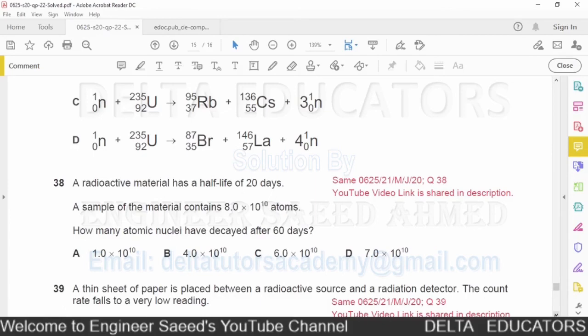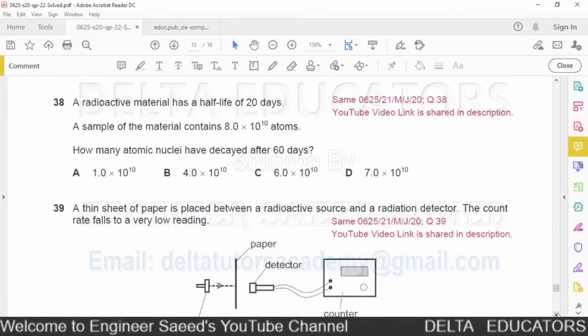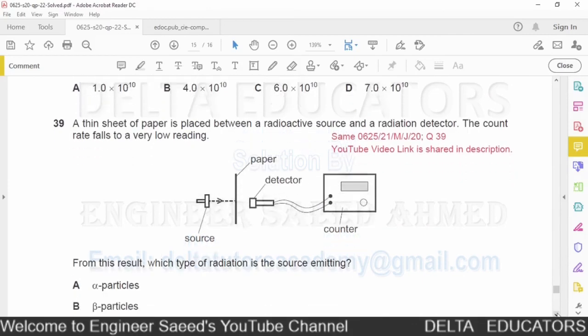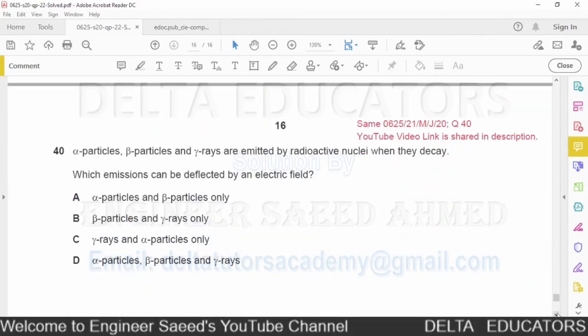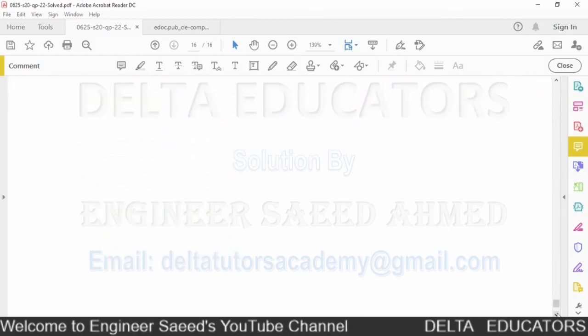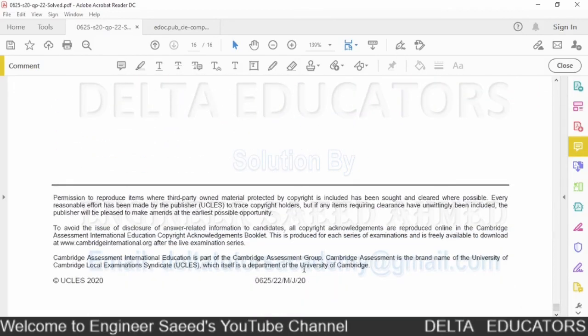Next, question 38 is same as in paper 2 variant 1. 39 is also same. Question number 40 is also same. Okay, now we have completed this paper 2 variant 2 of May-June 2020. Thank you very much.